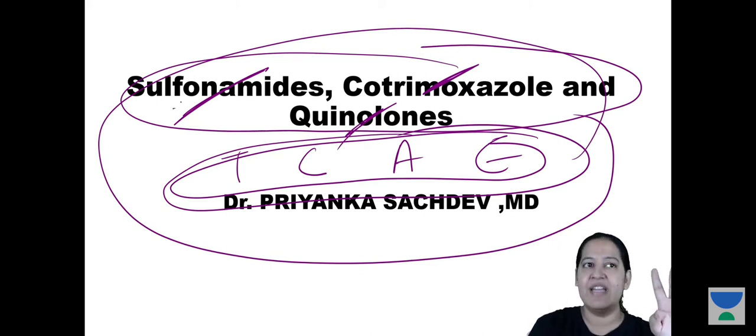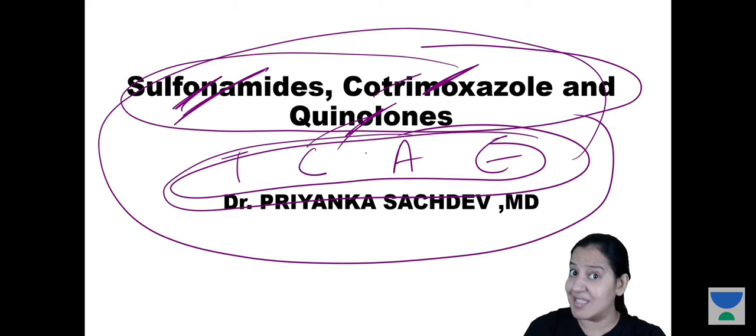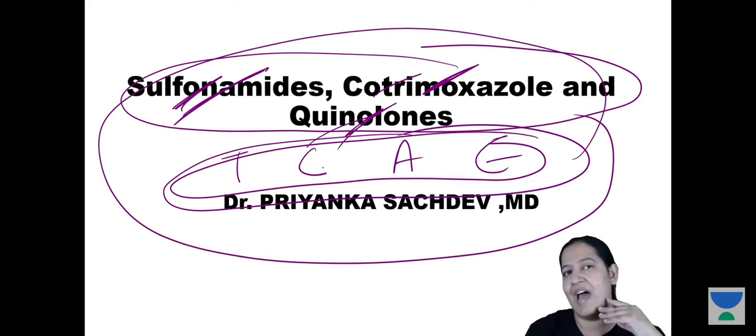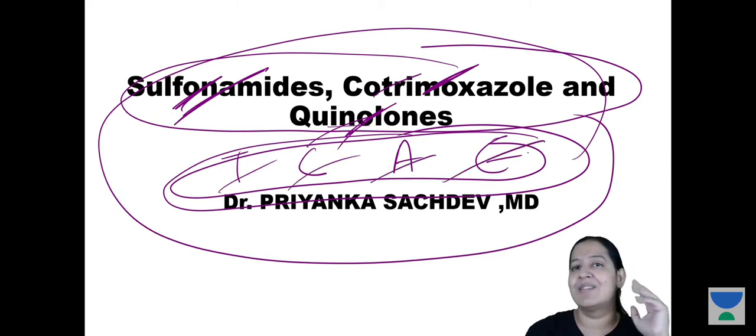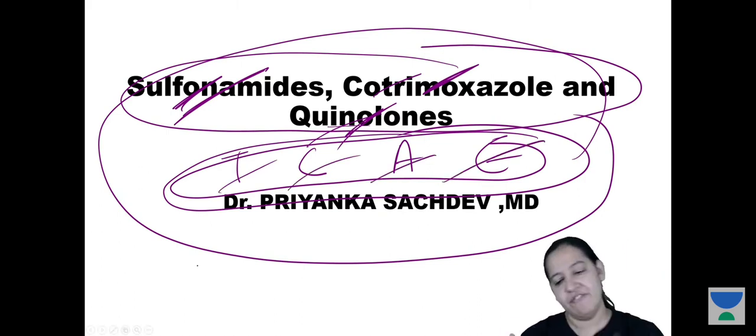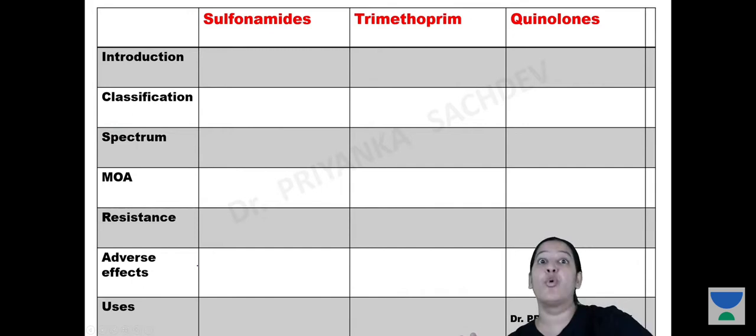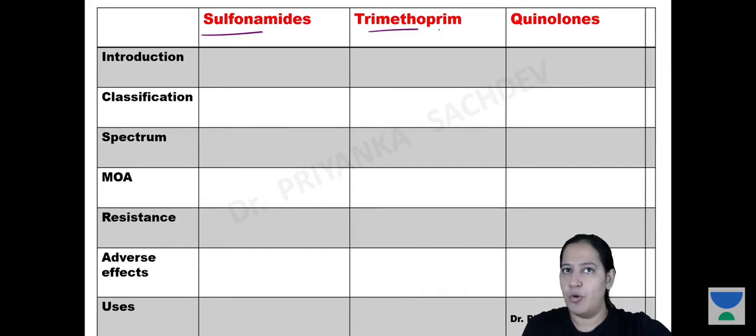So first I will teach you nucleic acid wale. Nucleic acid synthesis inhibitor. Indirect wale hain ye sare, direct wale nahi hain. Quinolones direct hai, baki dono indirect hai. And these 4 are protein synthesis inhibitors. So we will see first these. So total 7 drugs. ये तीनों nucleic acid synthesis inhibitors हैं. Let me tell you, sulfonamide, trimethoprim or cotrimoxazole, whatever you say, and quinolones.